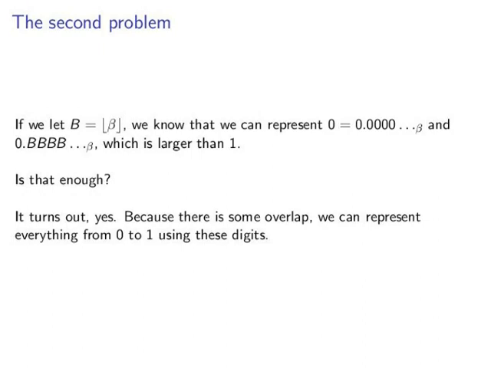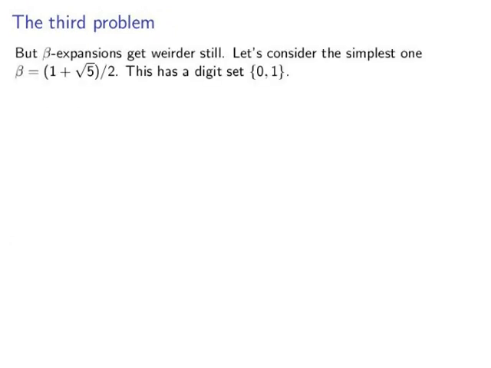Basically, because there is some overlap, because we're able to write down a number slightly larger than 1, we can represent everything from 0 to 1 using these digits. If instead there had been a gap, if we had only been able to write something slightly smaller than 1, as it turns out we'd have a bunch of gaps. There would be gaps all over the place.